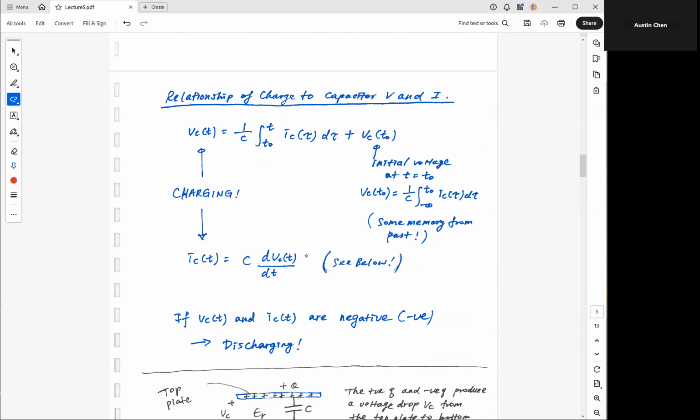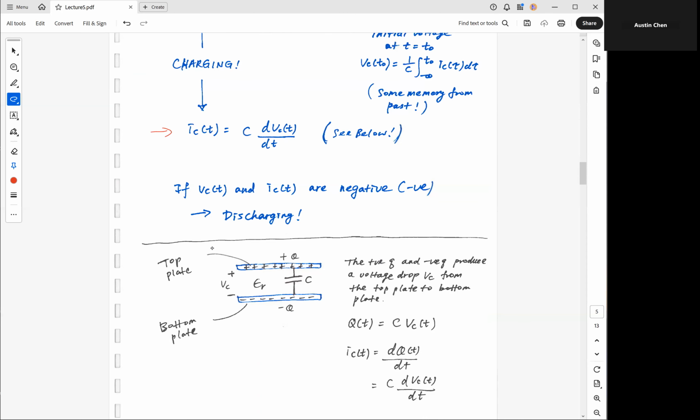Next, let's look at the relationship between capacitor voltage and current. A few minutes ago, we looked at this equation: Ic of t is equal to C dVc over dt. Here is a little derivation as a reminder. We have Q is equal to CV, and Ic is equal to dQ over dt. From this equation, we can express Ic in terms of both the capacitance and the voltage.